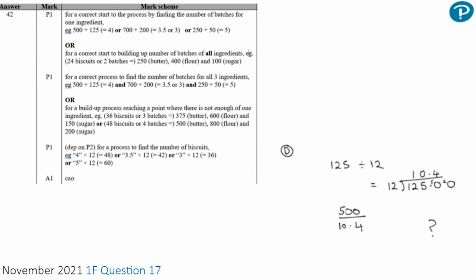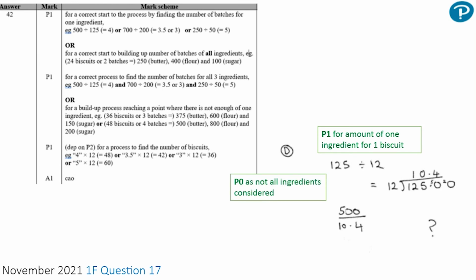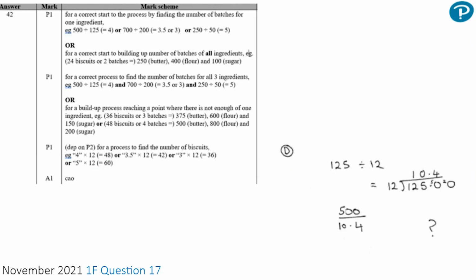125 divided by 12. And then I'm not quite sure where they're going from there. Good. So then we've got 1, because they found the amount for one ingredient. They haven't considered all the ingredients, they're just looking at 1. And then the third mark was dependent on them getting 2 marks previously, and then there was A0, because there is no answer. They just stopped.